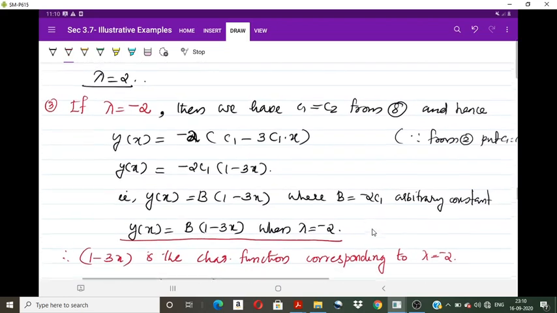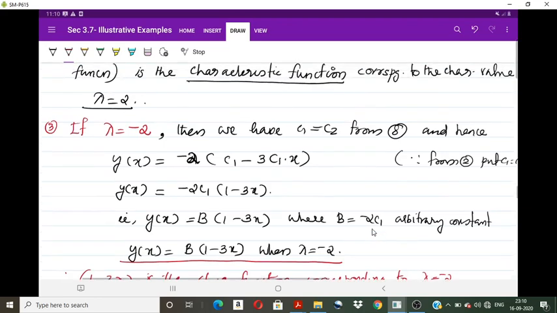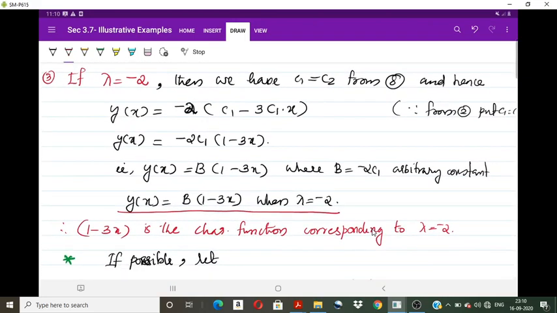So there are infinitely many solutions in this case. When lambda equals minus 2 and f of x equals 0, then there are infinitely many solutions, and hence infinitely many characteristic functions. So 1 minus 3x is the characteristic function corresponding to the characteristic number lambda equal to minus 2.